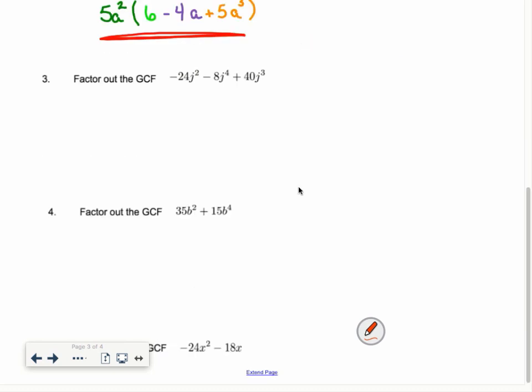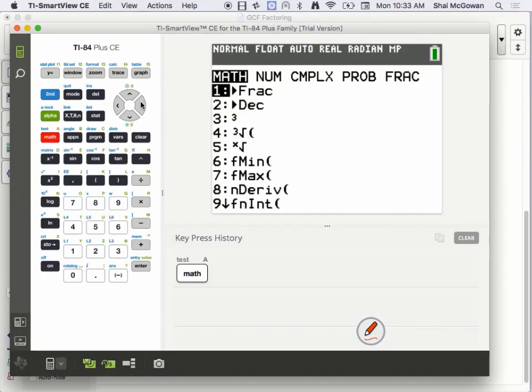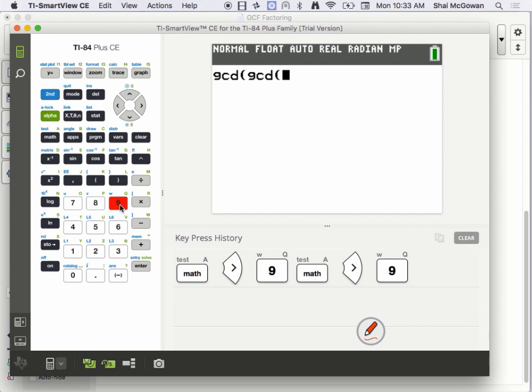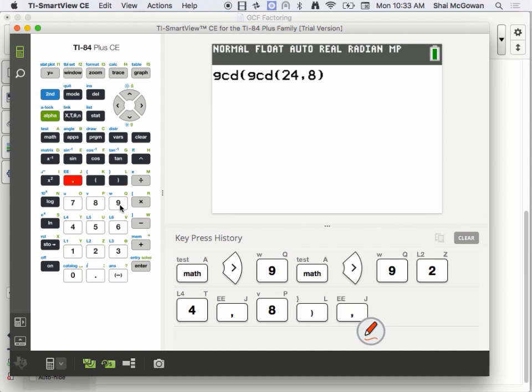Example number 3 says to factor out the GCF of negative 24j squared minus 8j to the fourth plus 40j cubed. Math over to number 9. Put your first two numbers. Now they're both negative, but you're not going to put the negative. You're just going to do 24, comma, 8. We'll deal with the negative in a minute. Close your parenthesis, comma, and then your last number, 40, and then you're going to hit enter.